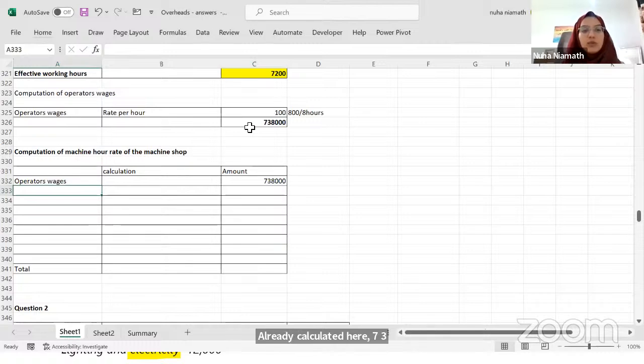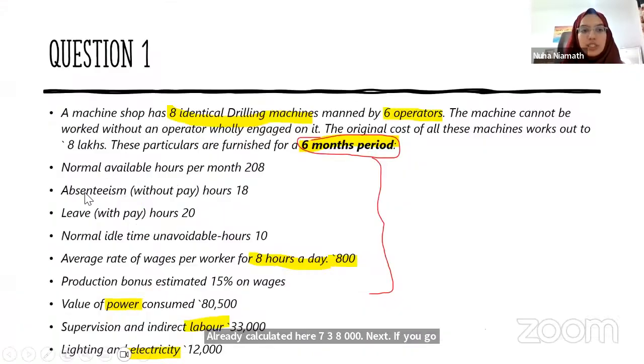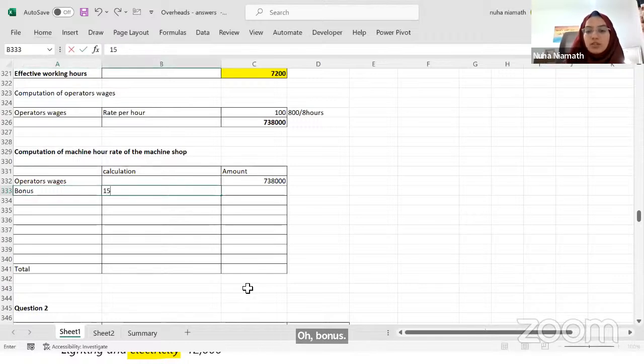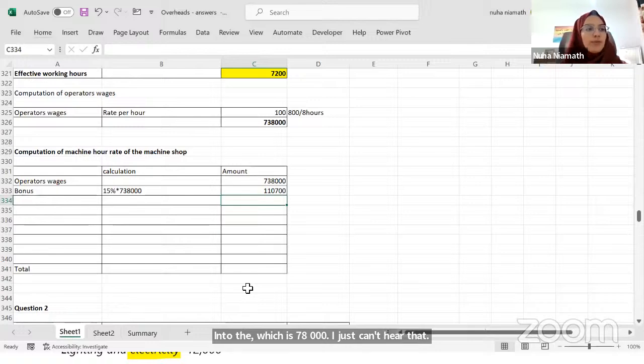Next, if you go back to the question, it says next one. So this we have utilized and we have calculated. The next is the production bonus is estimated at 15% on the wages. So bonus is 15% into the wages, which is 738,000. Let's calculate that. Okay, everybody can calculate along with me.